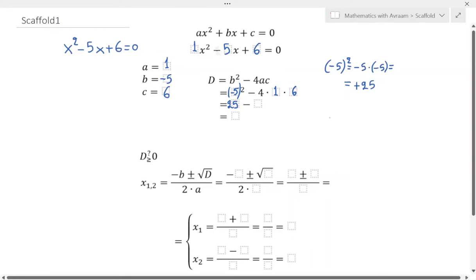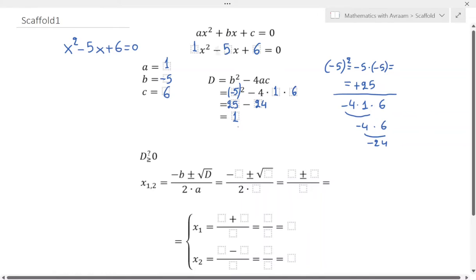And now we have to do everything here, so let's write it to the side. This is minus 4 times 1, that's minus 4, and we need to multiply it by 6, so that's minus 24. That's ready for you here, so 24. And now the last calculation to find the discriminant: 25 take away 24, that's 1. So far so good, we found the discriminant, that's 1.